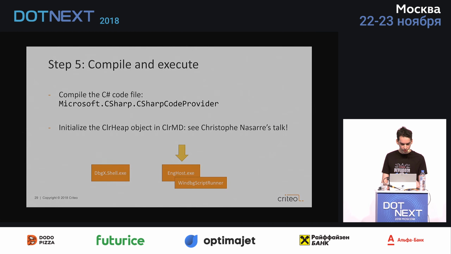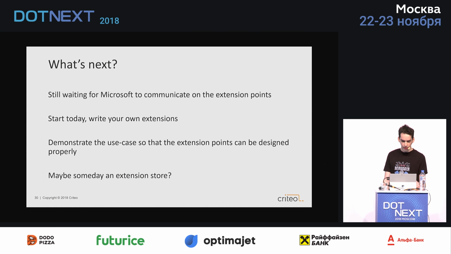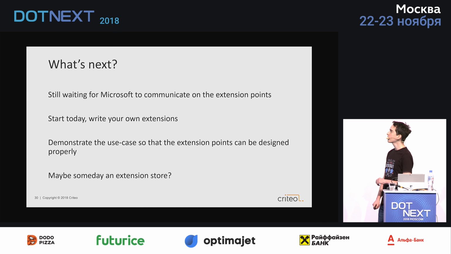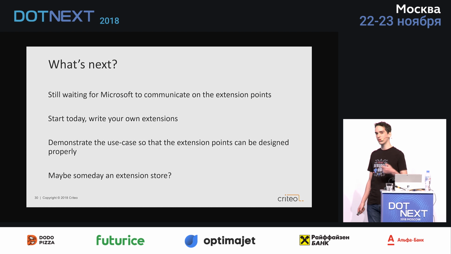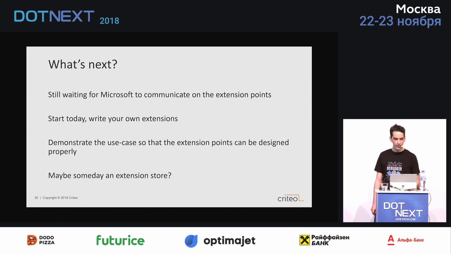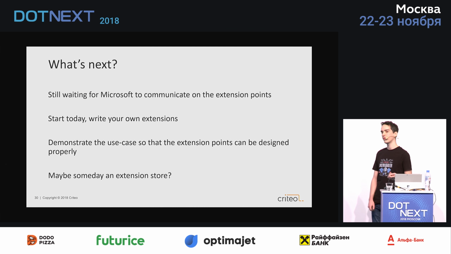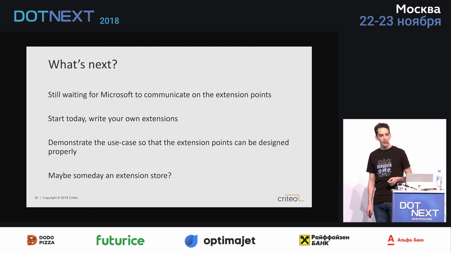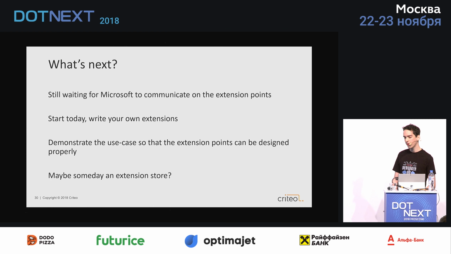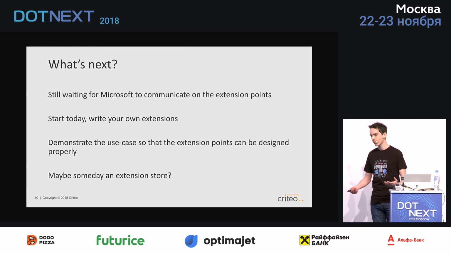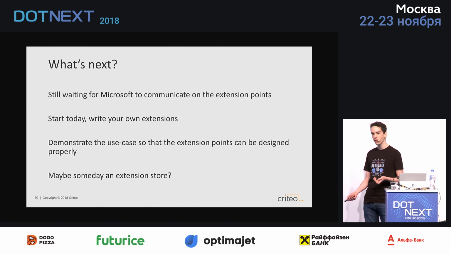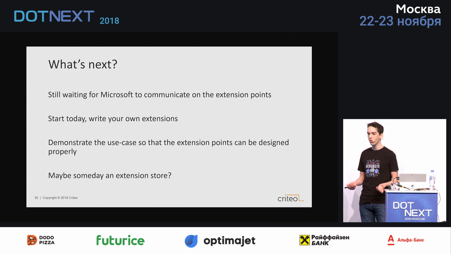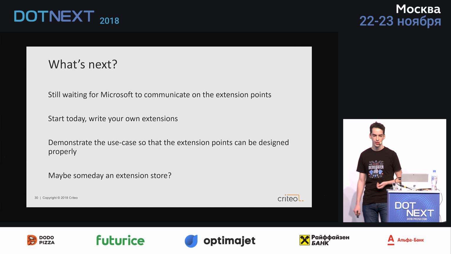All right, so to wrap it up, what's next? I'm still waiting on Microsoft to communicate on the extension points. I'm also trying to convince them to make WinDbg open source, but I don't know if they will do it. But you don't have to wait. Even starting today, you can write your own extension. I think it's a good thing because it helps showing Microsoft that there is interest in extending WinDbg. And also it helps providing early feedback on what is good or not good about those APIs. So it's good to do that now while they can still break them and make major changes.